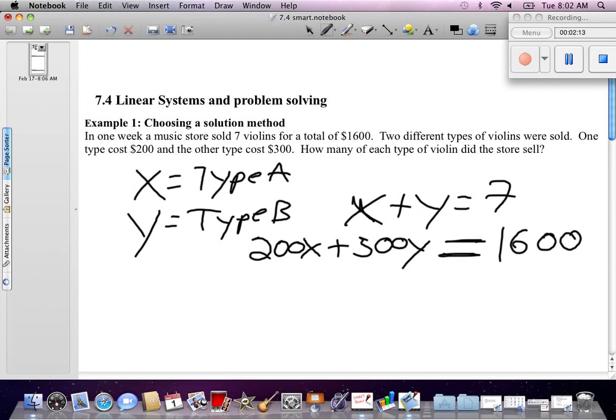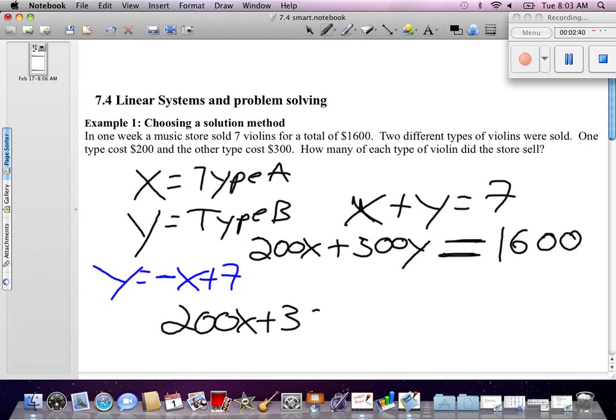In my opinion, substitution for this would be easiest, because with elimination, if I added them together, I have to multiply one of them by a really big number. So I'm going to do this by substitution. If you want to do it by elimination, that's fine. I'm going to get y by itself by subtracting x from each side. And I get y equals negative x plus 7. So now I'm rewriting my second equation, but everywhere there's a y, I'm going to put negative x plus 7.